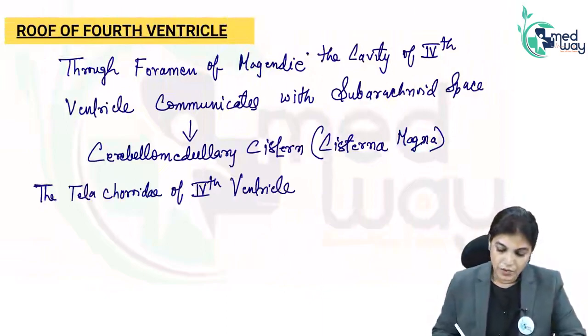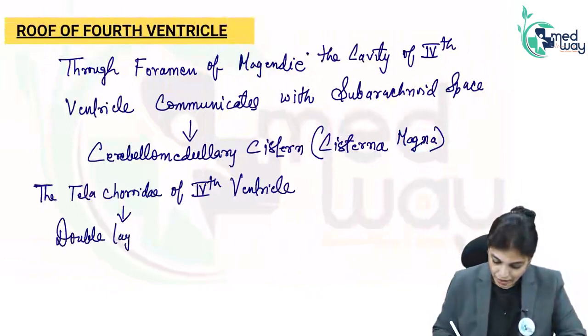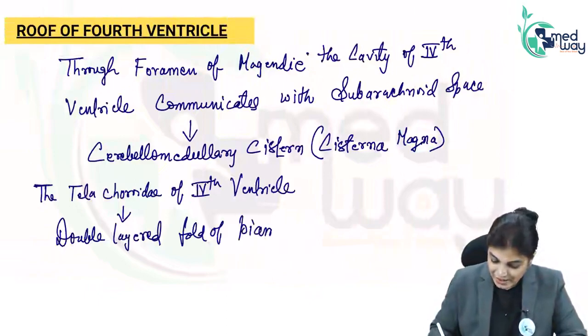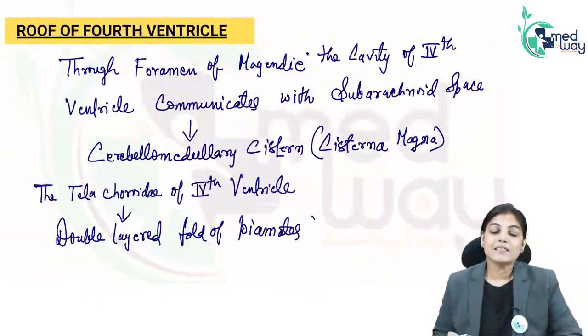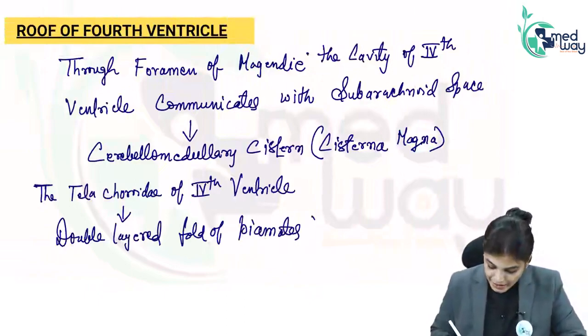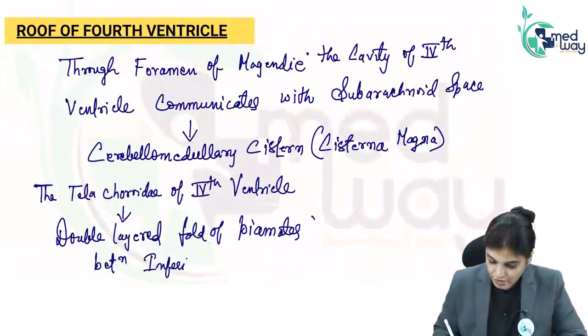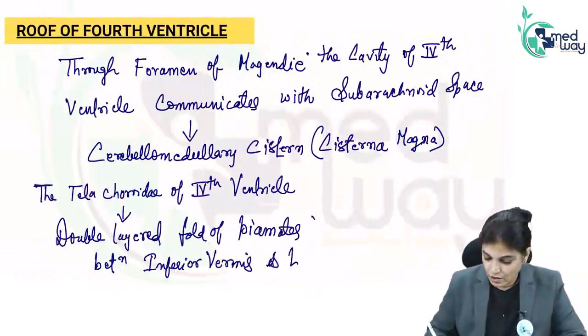The tela choroidea of the fourth ventricle is a double layered fold of pia mater. Sorry, slip of tongue, please. It is a double layered fold of pia mater, and it is located between the inferior vermis of the cerebellum and the lower part of the roof of the fourth ventricle.